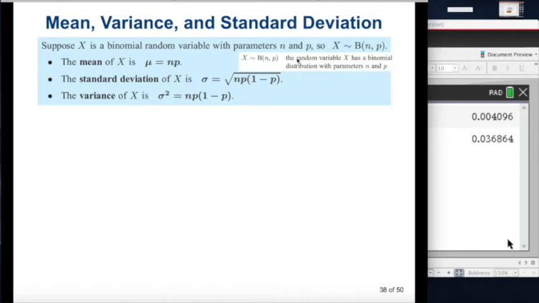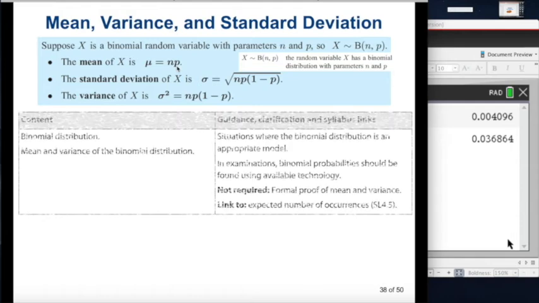The mean of random variable X is mu, which is equal to n multiplied by p. n is the number of trials, and p is the probability of success. Remember earlier in the syllabus it says formal proof of mean and variance, including standard deviation, is not required. So I'm not going to go through the formal proving.